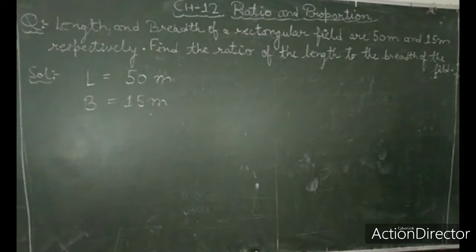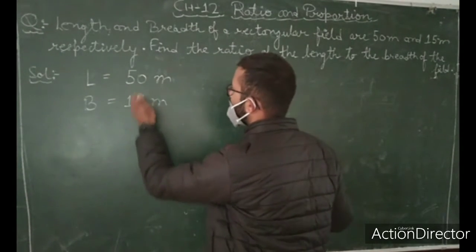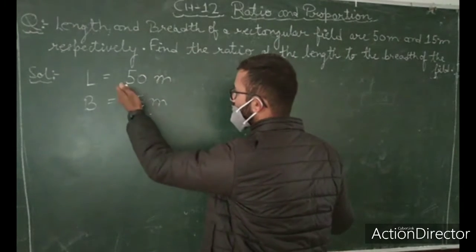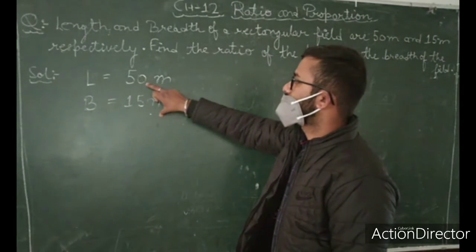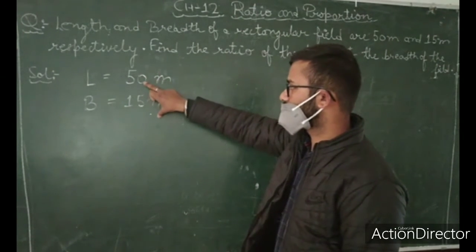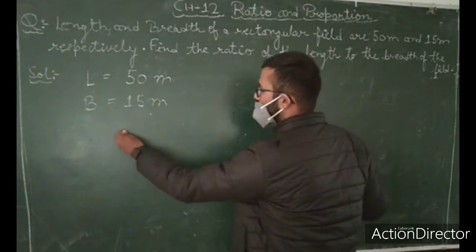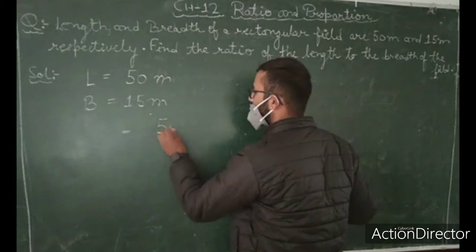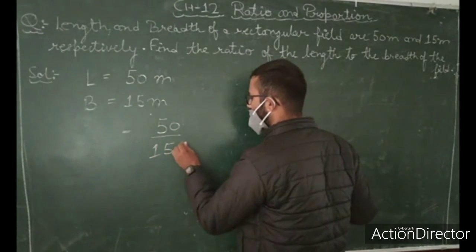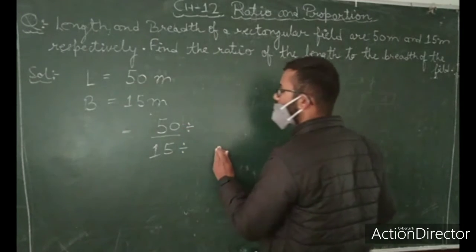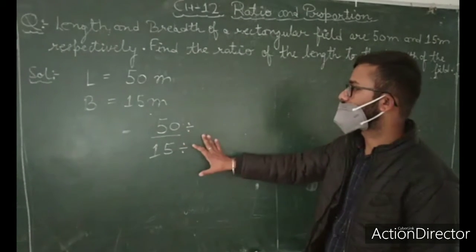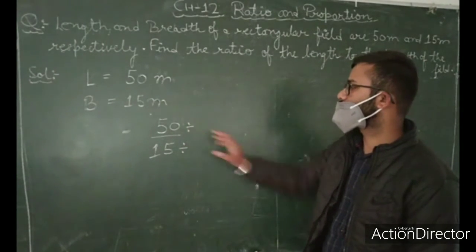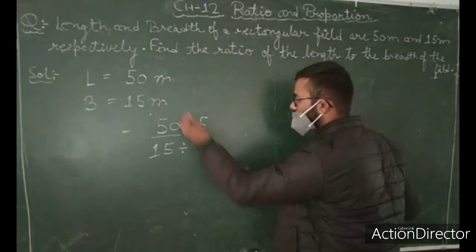Now we will find the ratio between length and breadth. How do we find the ratio between length and breadth? Here there are two methods. We find the HCF of these two numbers, 50 and 15, and we divide 50 and 15 by the HCF, the number which divides both 50 and 15. What is the number which divides both? The number is 5, so the HCF of these two numbers is 5.